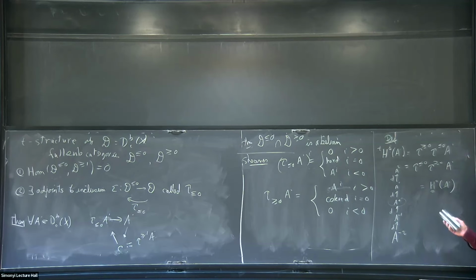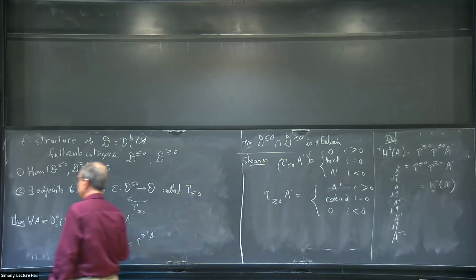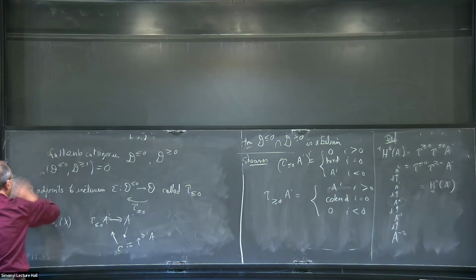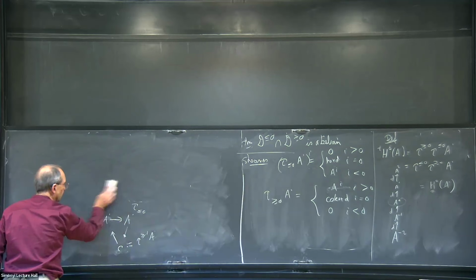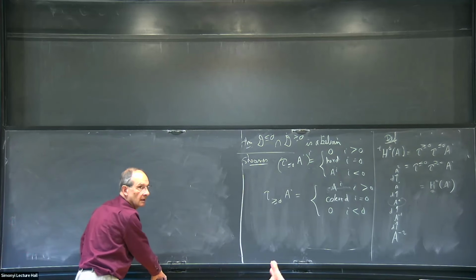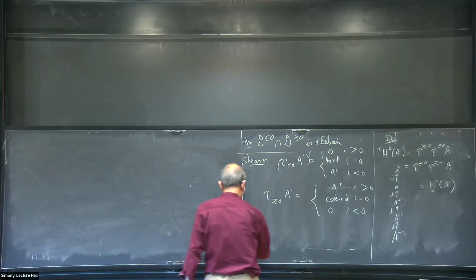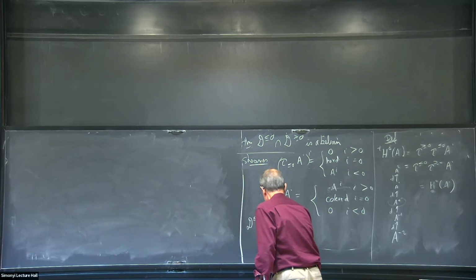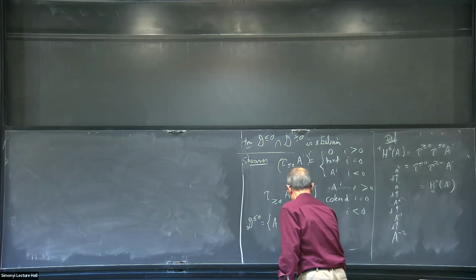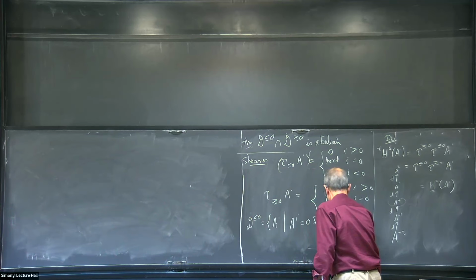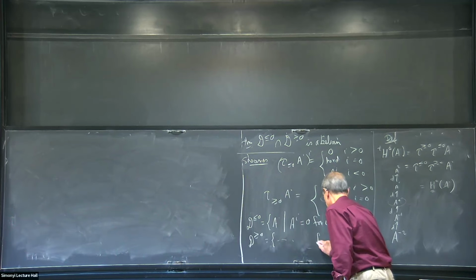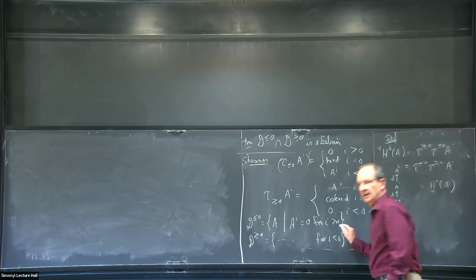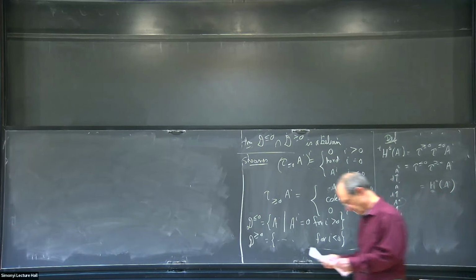But now you can do the same thing with the perverse. This is if you're taking D less than or equal to zero into the complexes which are zero and below zero. Yeah, I forgot to say that D less than or equal to zero is the set of A dot such that A^i equals zero for i greater than zero, and D greater than zero similarly. Is that what you're asking? Yeah, that's what I was asking.